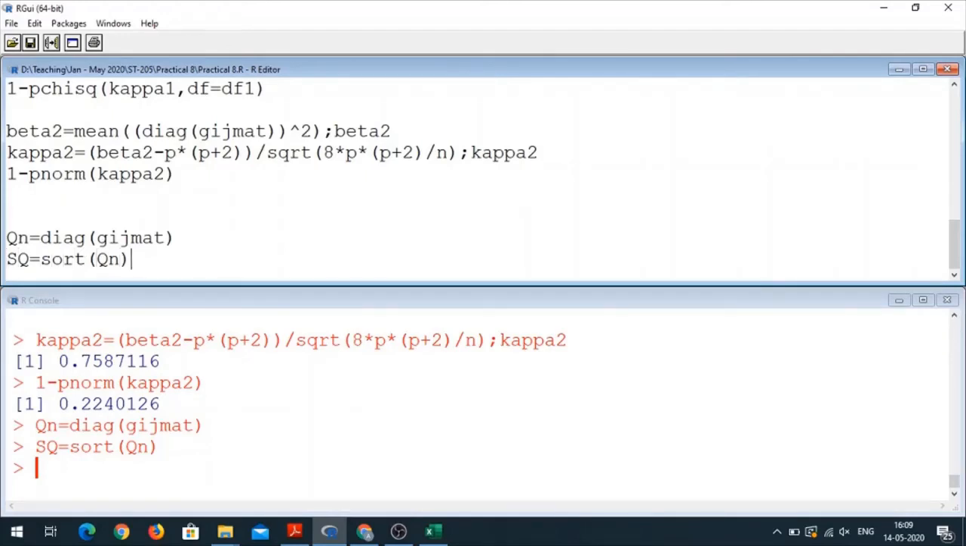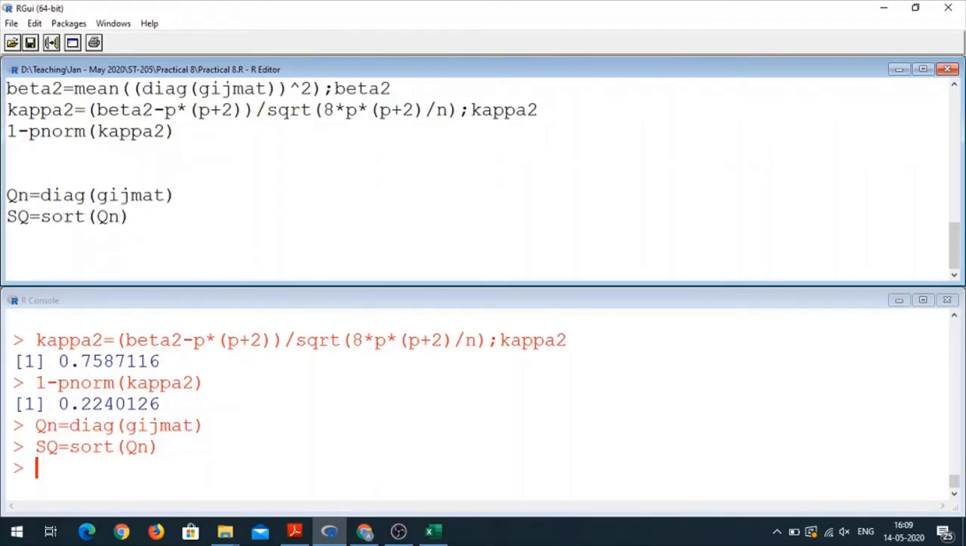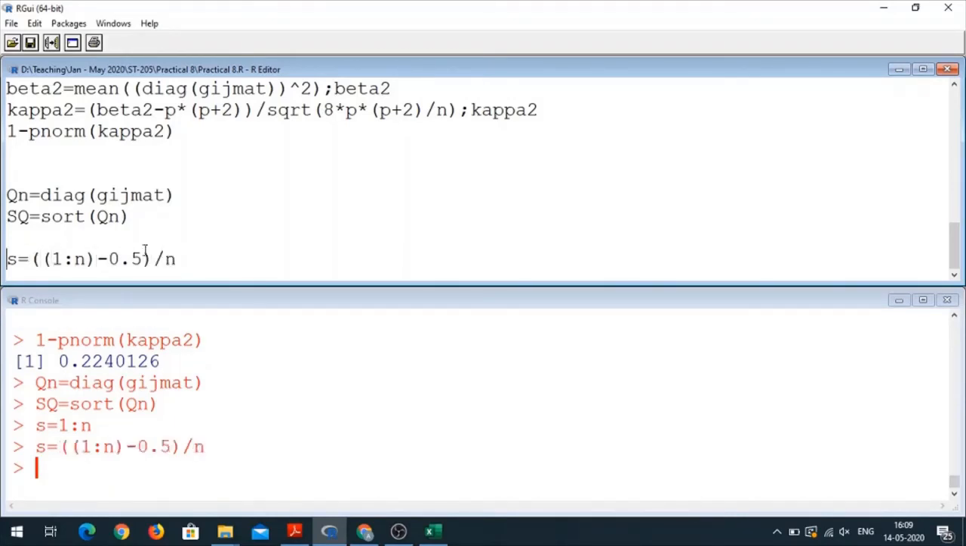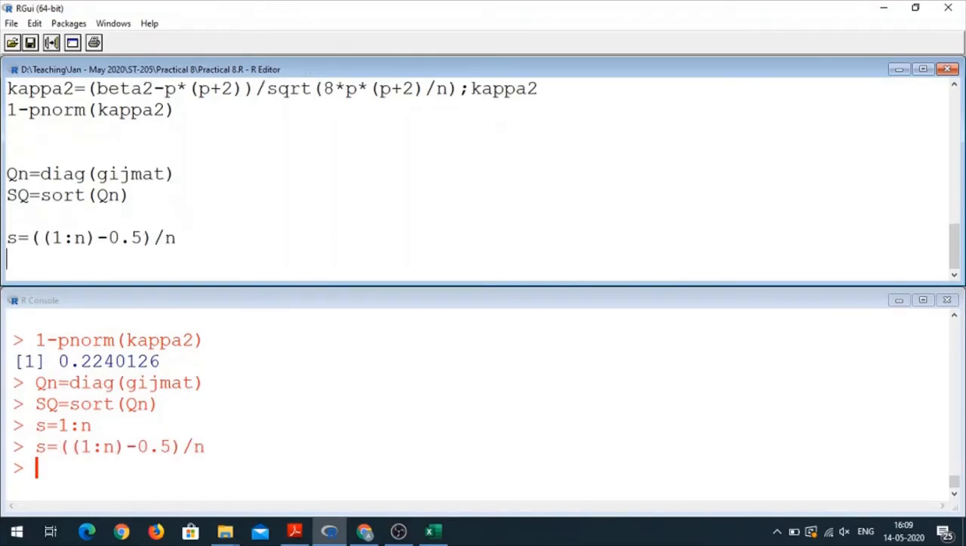Now we have to worry about population quantiles. In population quantile, we need to compute the inverse CDF at 1 minus 0.5 by n, 2 minus 0.5 by n, and so on. So let me first create a sequence of 1 to n, and I need to subtract 0.5 from that, and divide it by n. We'll confirm if it is giving correct things.